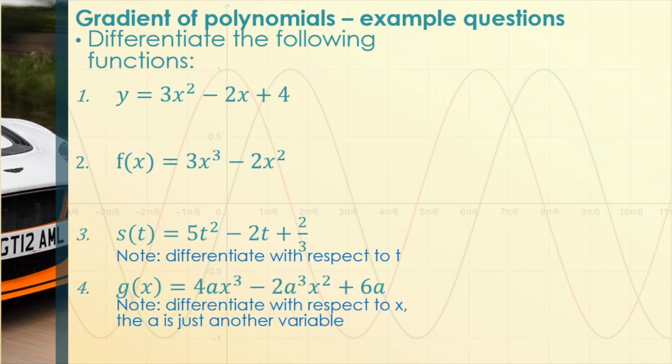Equation 4, g of x is equal to 4ax cubed minus 2a cubed x squared plus 6a. To differentiate with respect to x for this function, note that a is just another variable. You will not be differentiating a, and you can ignore it and treat it as if it was just a number. When you've finished, click Next on the PowerPoint and the answers will be shown.